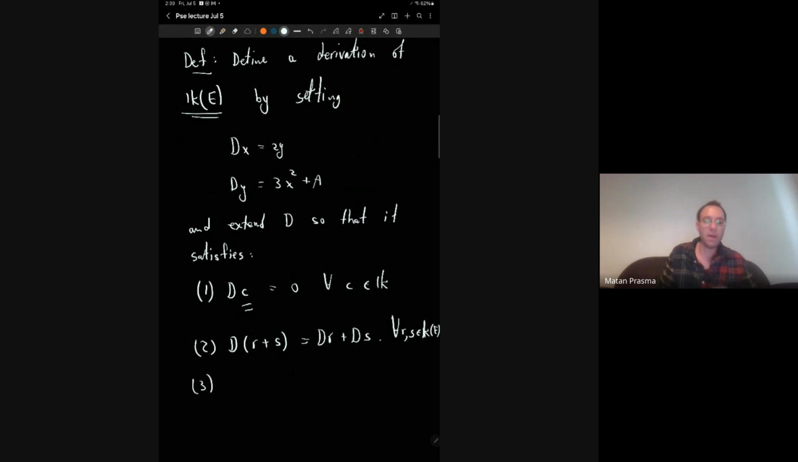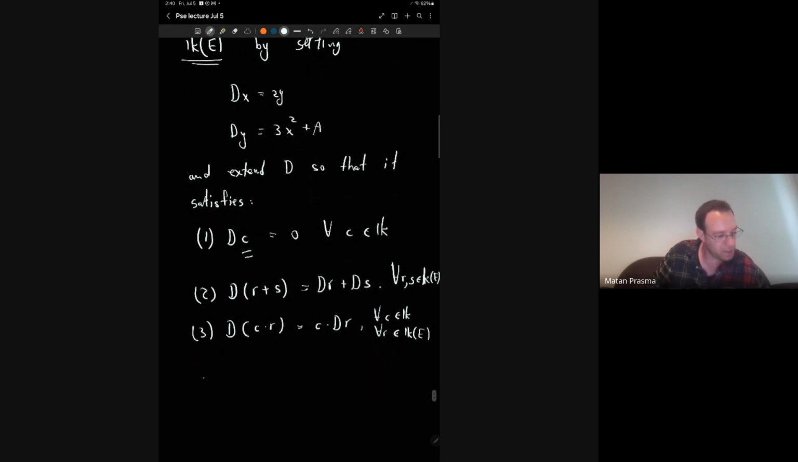And third, I want the derivative of a constant times a rational function to be simply the constant times the derivative of this function, for any C in K and for any R in K(E). And the last rule, this is the most important one. How do I do the derivative of a product? D of R times S needs to be R times D of S plus S times D of R, for any R and S in rational functions.